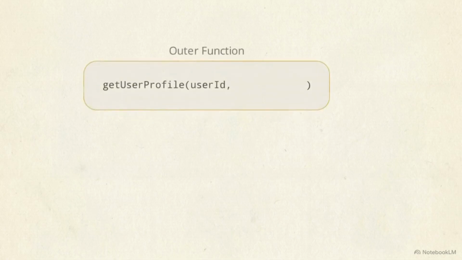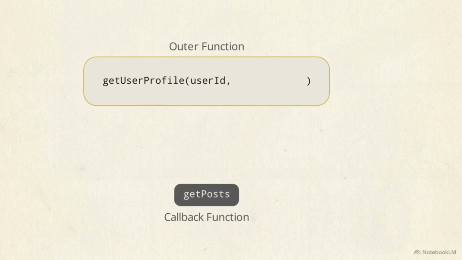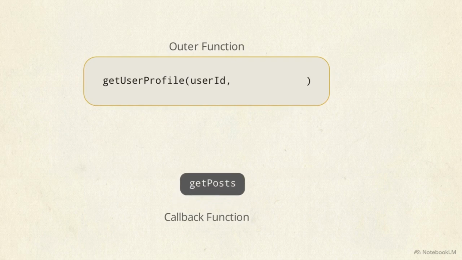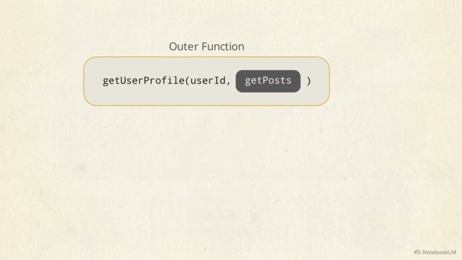A callback operates by passing an entire function, like the command to get posts, as a literal argument inside the function requesting the user profile. This cleanly defers the execution. The engine knows not to invoke the post retrieval until the user profile operation reports a successful completion.